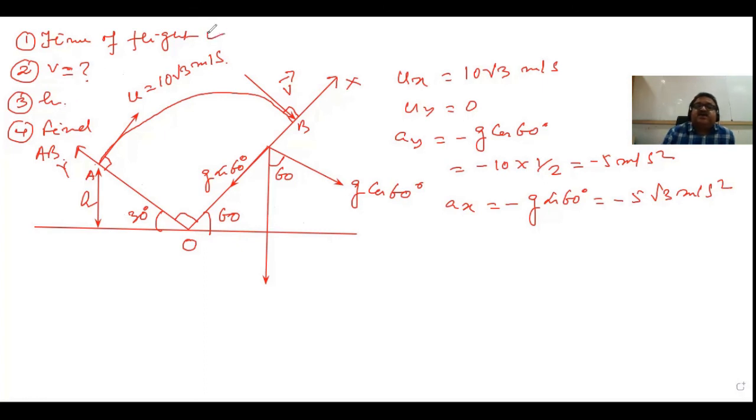First of all is time of flight. Now, for time of flight, look, the interesting part. What can I do here for time of flight? Which motion do I have to consider here? Please pause the video and try the problem.